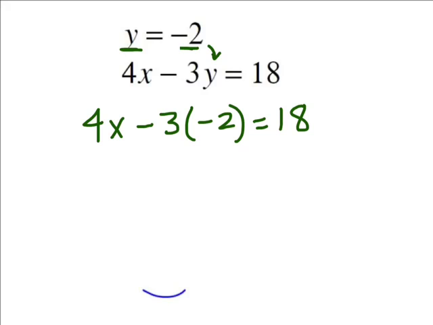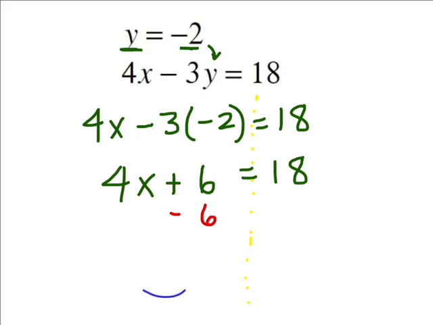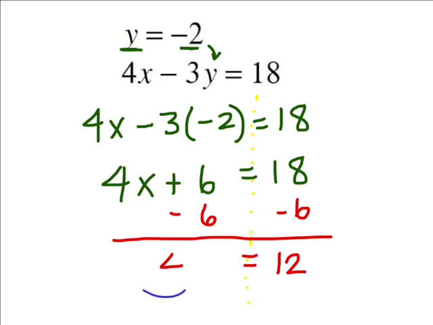Now I have to solve for x. So I'm going to go -3 times -2 is +6. And now all it is, is solving an equation. So let's solve this equation. There's two steps to this equation. First step, do the opposite of positive 6. It's negative 6, and I get 12 and 4x. Then I divide both sides by 4, and I get x is 3.